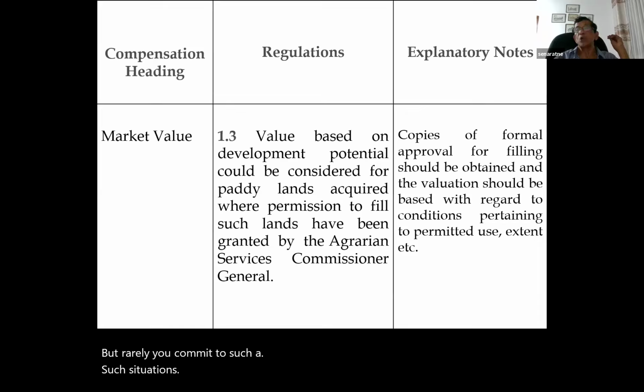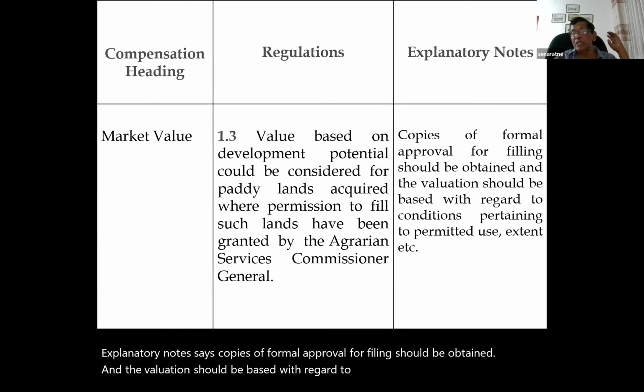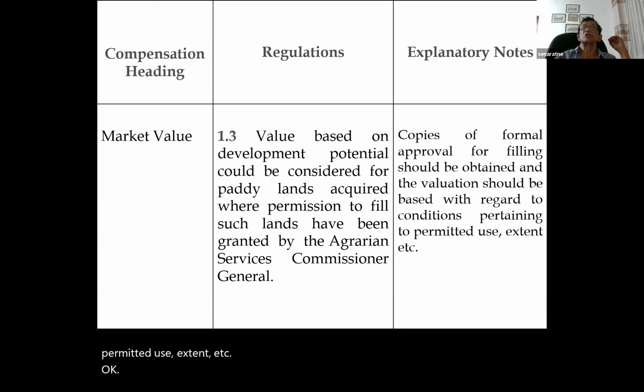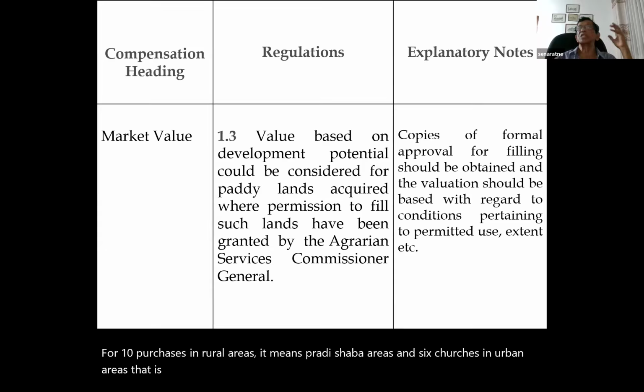Explanatory note says copies of formal approval for filling should be obtained and the valuation should be based with regard to conditions pertaining to permitted use, extent, etc. Generally, for commercial or residential purpose, permission will be given for 10 perches in rural areas, that means Pradeshiya Sabha areas, and 6 perches in urban areas, that is municipal councils and urban councils. That's the upper limit.